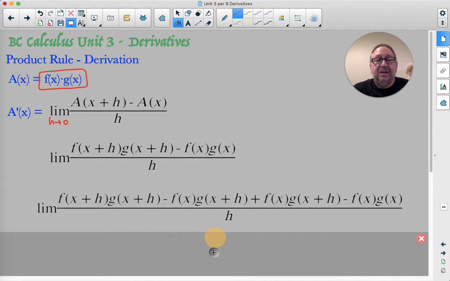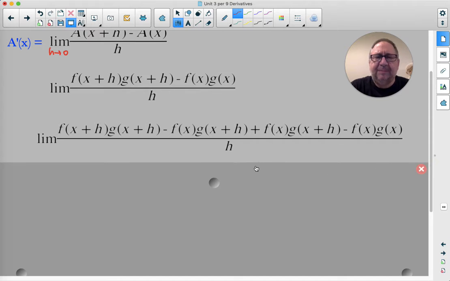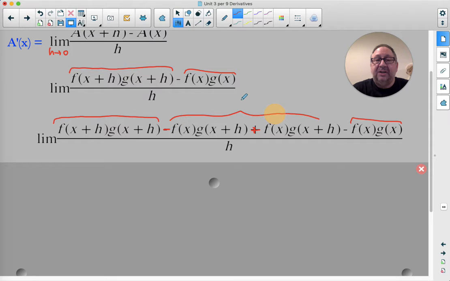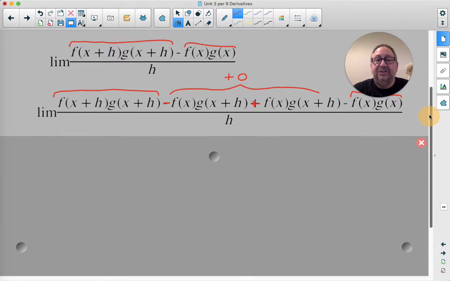In the next step, this is the strange step that appears to make no sense whatsoever. I'm taking the front end of this, and it's still here. The back end of it is also still here. And in the middle, I have subtracted and then added the same thing. That thing is f of x, g of x plus h. I subtract it, and then I add it. Ultimately, all I've really done is add zero in the middle, but I have put some structure in there, and we'll see why that matters in the next step.